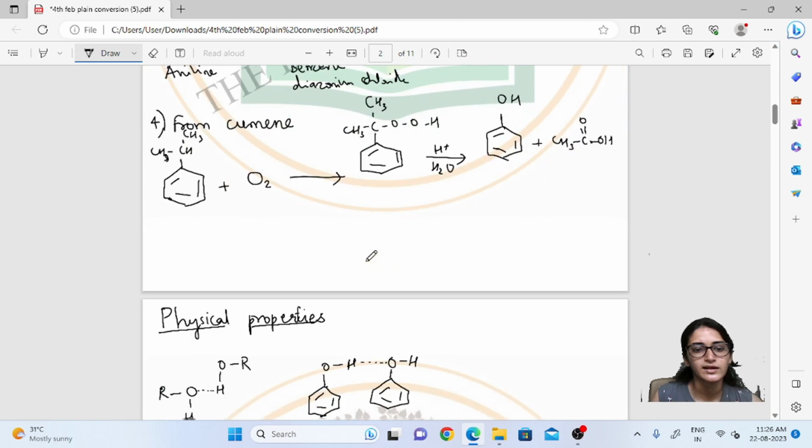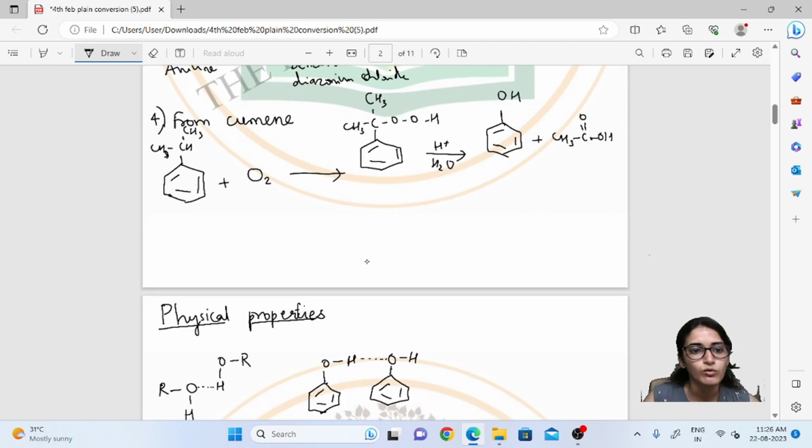Then the next method is from cumene. Okay, now what is cumene? Cumene is this. What is this? This is a secondary propyl group or the isopropyl group attached to the benzene. So the isopropyl group with O2, the oxygen molecule, when you combine, what are you going to get? The two oxygens which we are combining will be in between this carbon and hydrogen. So you will get both the oxygens here.